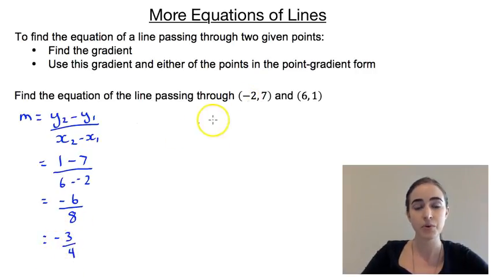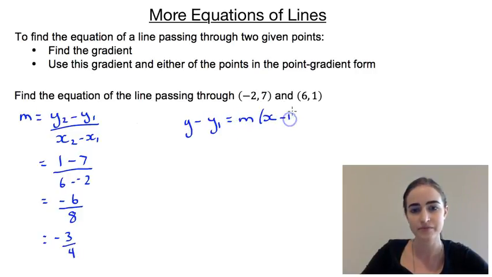So the point gradient form of the line is y minus y1 equals m outside of x minus x1. So we know now our m is that minus 3/4. It doesn't matter which point we use for our y1 and x1.